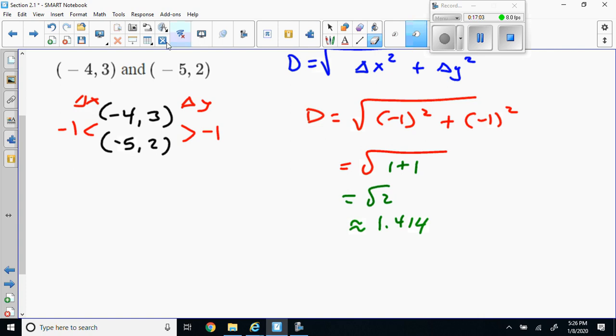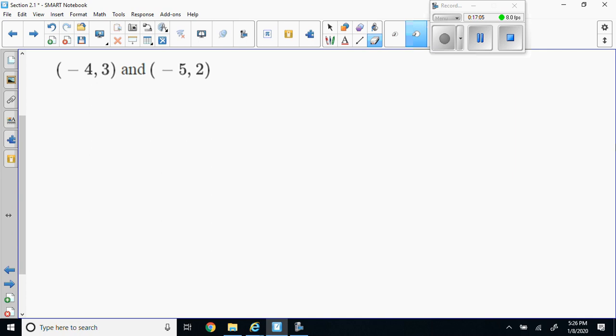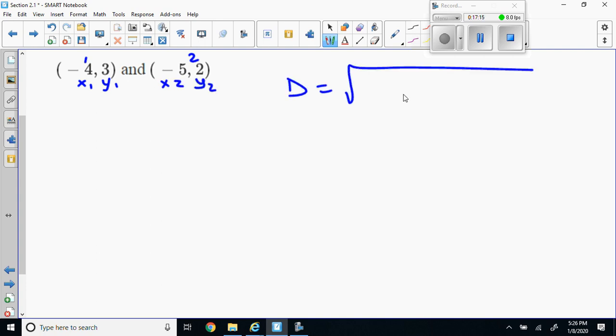So here, let me do this. All right, so I'm going to make this group 1 and this group 2. So that's x1, y1, x2, y2. I'm going to say y2 minus y1 squared plus x2 minus x1 squared. I can't remember which one they had. It honestly doesn't matter, right?